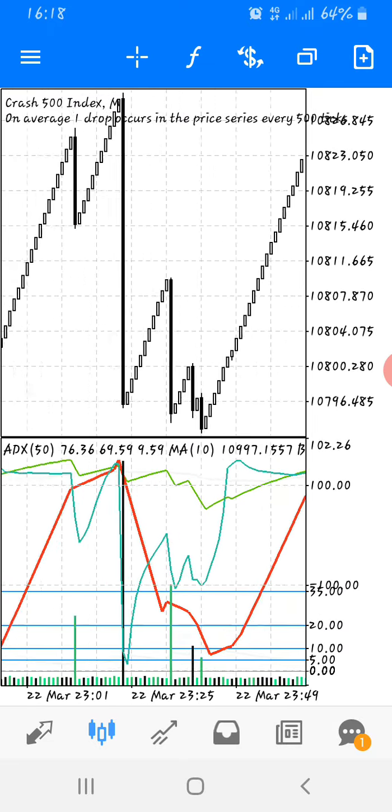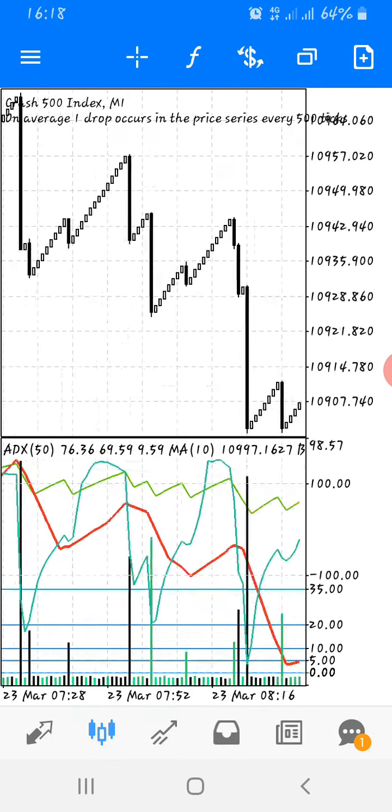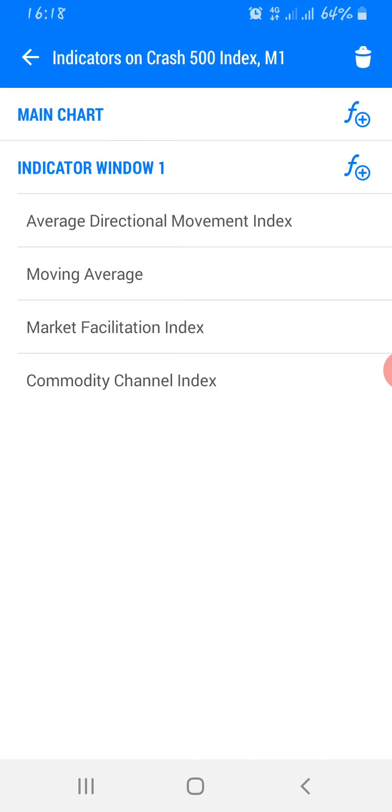Trading crash and boom is very simple, guys. Look, it crosses above, you get a spike. So let me show you how to use this strategy and how to set the indicators.